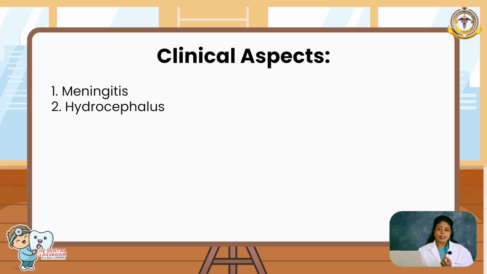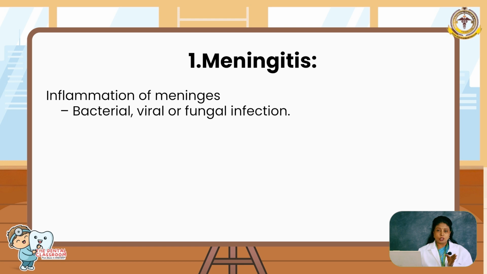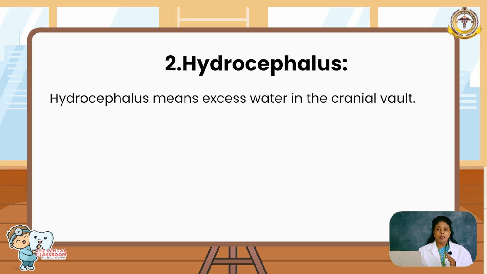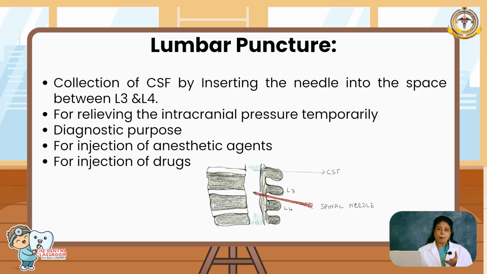And let us move on to the clinical aspect. We have meningitis and hydrocephalus. Meningitis is the inflammation of meninges. It could be due to bacterial, viral or fungal infection. Hydrocephalus means excess fluid collection within the ventricle. That's called hydrocephalus. And let us move on to the lumbar puncture, which is a diagnostic procedure as well as a therapeutic procedure used to diagnose the cause for the meningitis and also used to treat hydrocephalus.